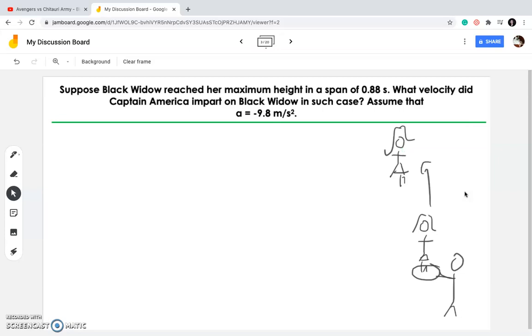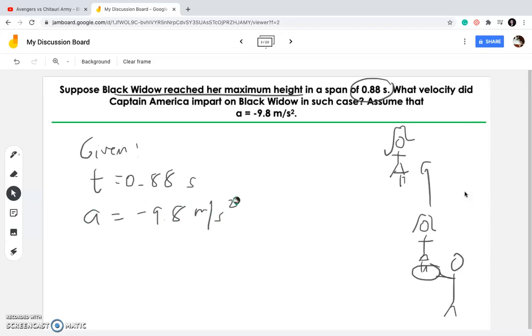Now, what do we know about the problem? That's the first step. So given we have the time as 0.88 seconds, right? The question is, what velocity did Captain America impart for Black Widow to get to that maximum height, which happened in a span of 0.88 seconds. Now we also know that acceleration is negative 9.8 meters per second squared.